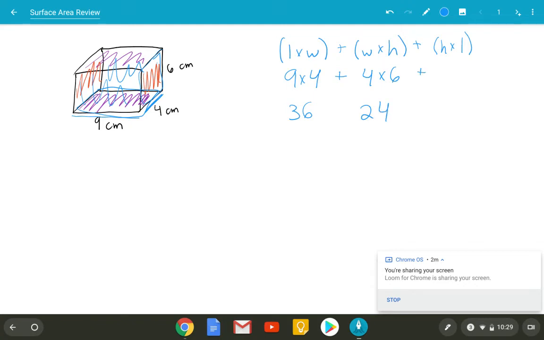And then we have height times length. So our height is 6. Our length is 9. So 6 times 9, that would be 54. So now we have each of the faces. We have the purple face, the top and the bottom. We have the orange one, the left and the right. And we have the front and the back, the blue one as well. So we have all of our faces. Now we need to add those together.